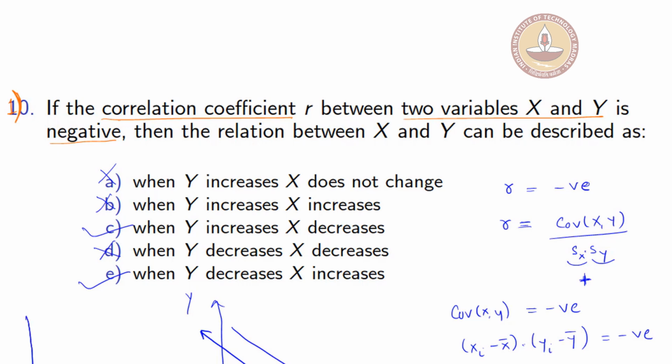Let us say this is your x and this is your y. So y is increasing. When y is increasing, x doesn't change. When x won't change, you will get something like this. So x remains constant and y is increasing. So in this case, your product, this xi minus x bar, will be 0, and hence the covariance of xy will be 0, and hence the correlation coefficient will be 0. So this is wrong. So our correct options are C and E.